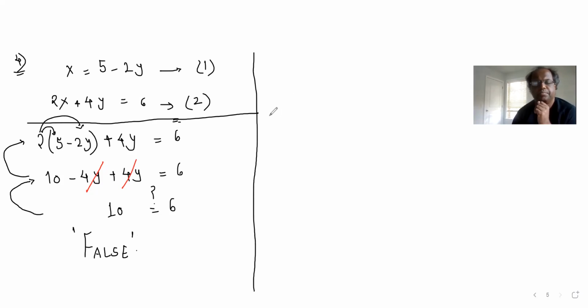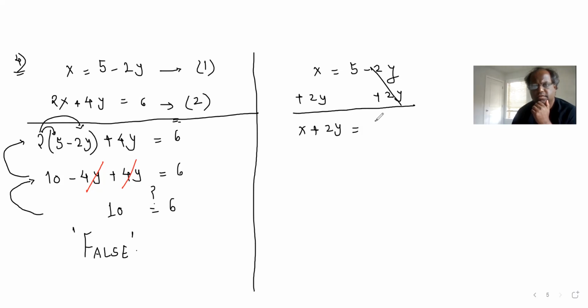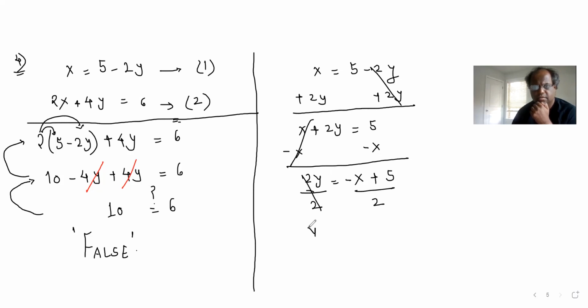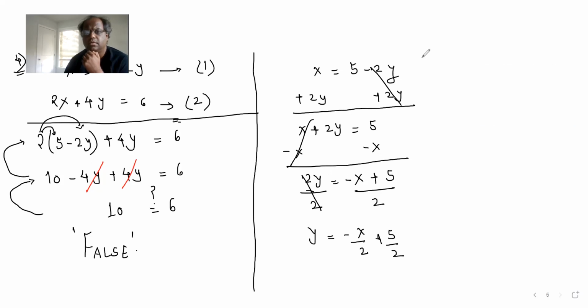solve for y. Okay. So look at equation number 1. X is equal to 5 minus 2y. Plus 2y, plus 2y. X plus 2y is equal to 5. Minus x, minus x. 2y is equal to minus x plus 5. Okay. I'll divide the entire thing by 2. Y is equal to minus x over 2 plus 5 over 2. Okay. Now I will solve the second equation.